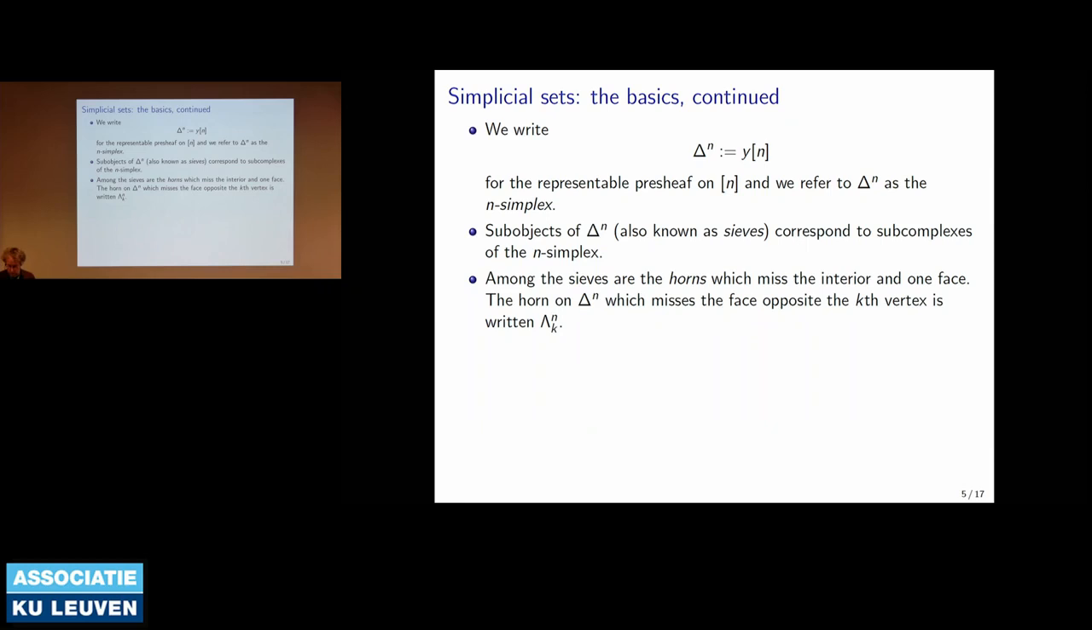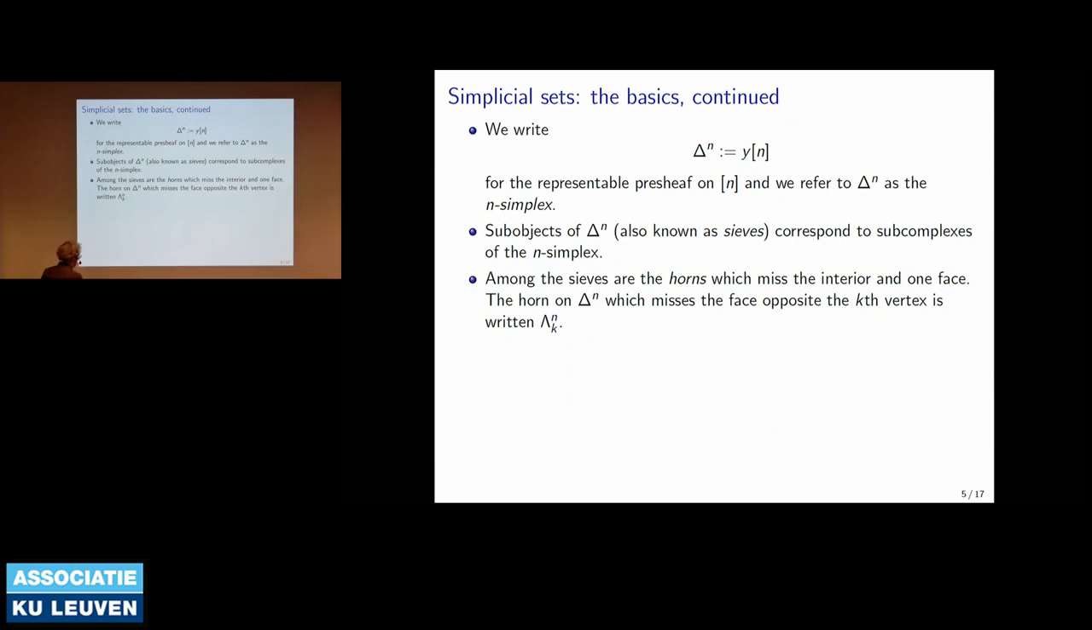If we move to presheaves on this category delta, then of course we have the representable presheaves, which are usually called the n-simplices. I will also be interested in subobjects of these representables. Subobjects of representables are usually called sieves, and we would like to think of these as subcomplexes of the n-simplex.